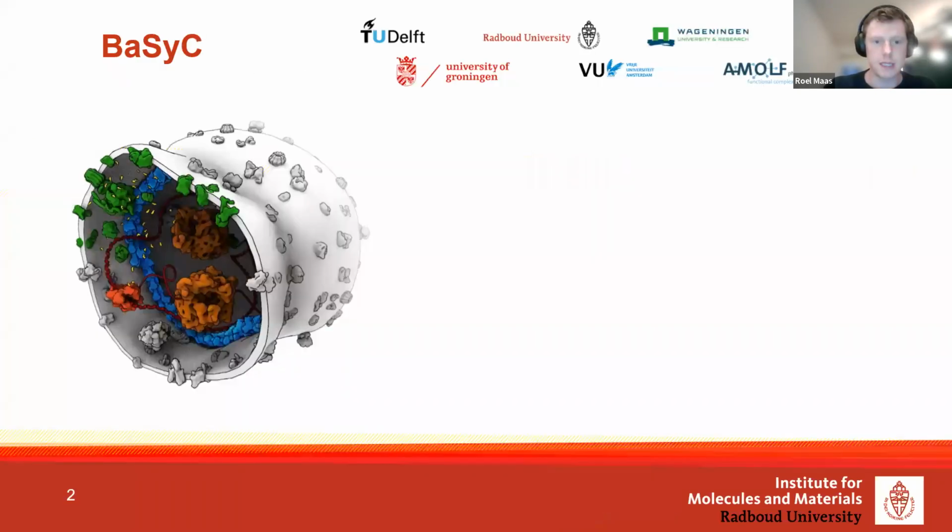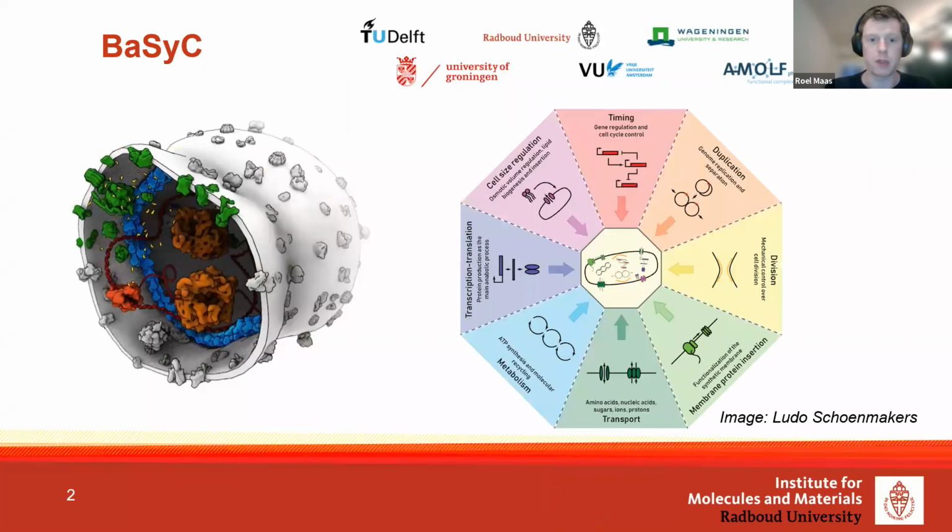So Wilhelm already described it a little bit, but we are part of BaSyC, which is an acronym for Building a Synthetic Cell. And it's a consortium which consists of 17 different groups from 6 different research institutes in the Netherlands, which all work together to build a synthetic cell. Of course, not every group is making the cell on their own, but we're all working together on different modules, basically. And at the end, we want to put all of these different modules together to build a synthetic cell.